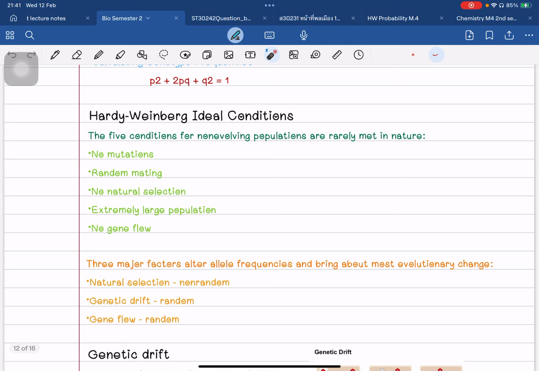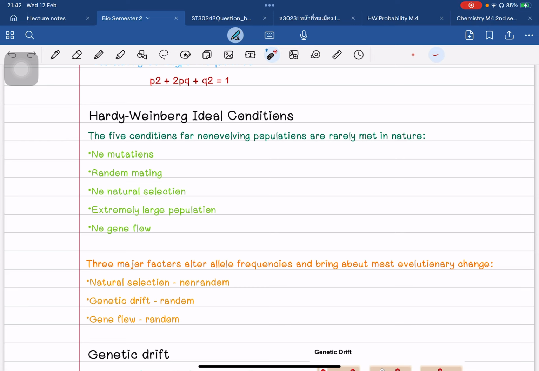Hardy-Weinberg ideal conditions. There are 5 conditions for non-evolving populations, which are rarely met in nature. First, no mutations; second, random mating; third, no natural selection; fourth, extremely large populations; and fifth, no gene flow.